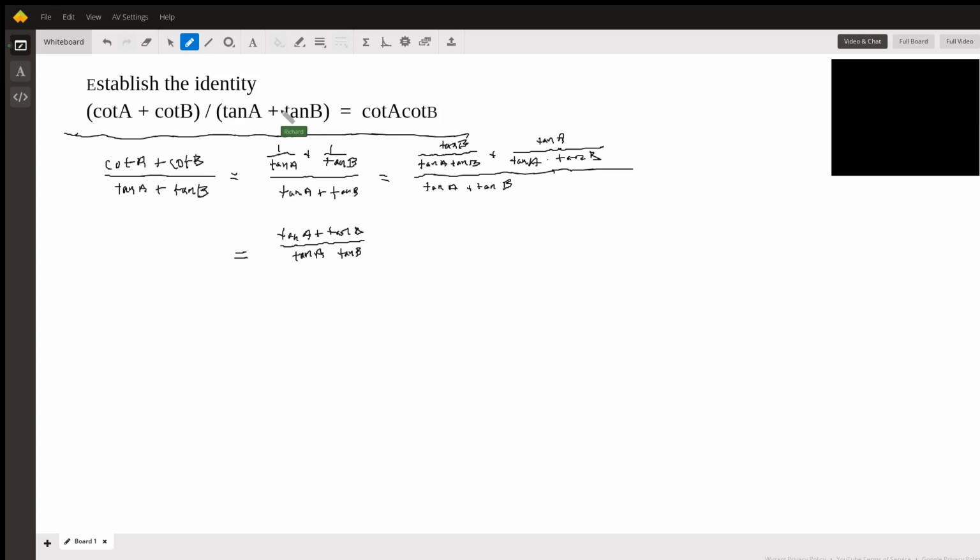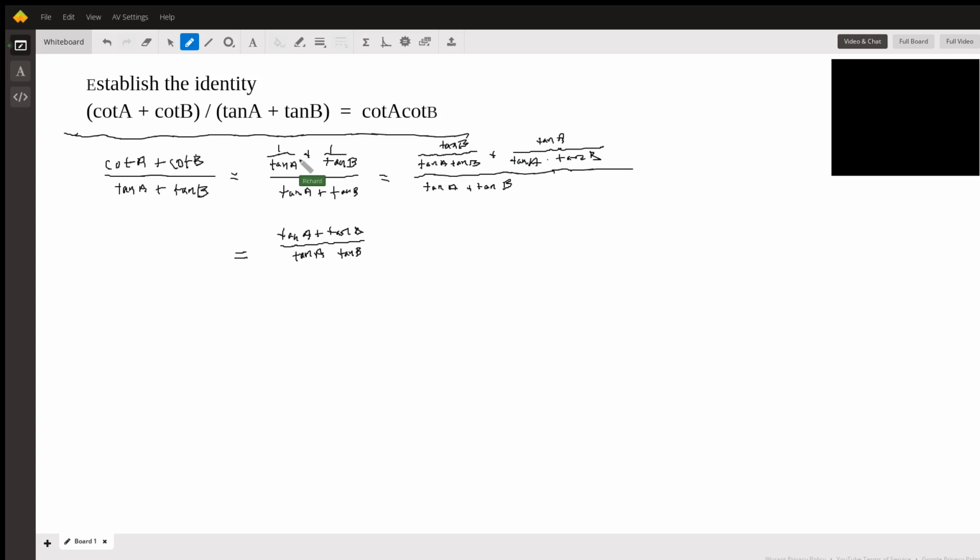So this is a more complicated expression on the left than it is on the right. So I started here, I just copied what was there, and then I replaced the cotangent of A with 1 over tangent A, and cotangent B with 1 over tangent B. So that's a simple step. Now this step is a bit harder.